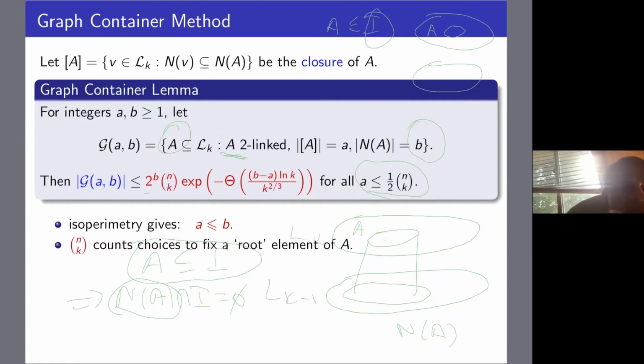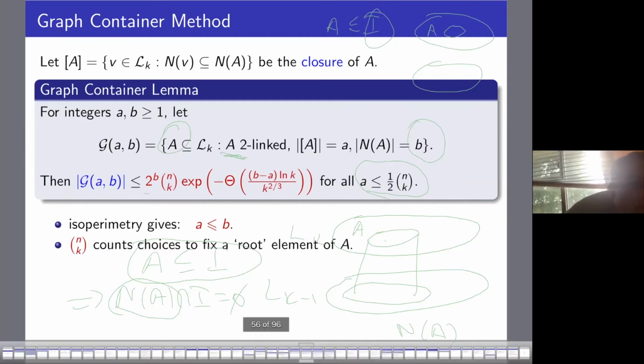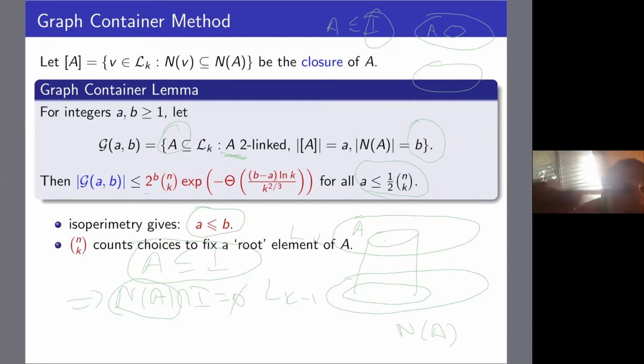It's a useful assumption that A is at most half of the layer, because it's really useful that B is bigger than A. And we have the isoperimetry property that it is the case when A is at most half of the layer. So if you look at the formula, the n choose k is just kind of trying to locate where to put the set A, because the layer is big. If A is small, then we have to start from somewhere. It's kind of a root for A.